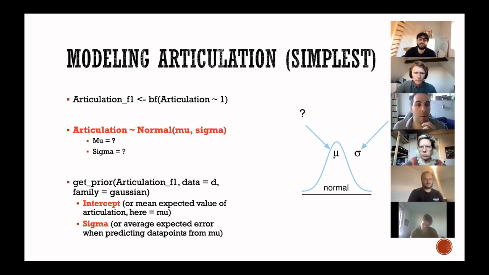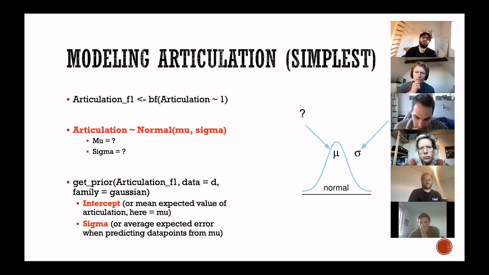So what we say, there's a very nice handy function called get_prior, where we say, okay, this is the formula articulation F1. This is the data we're going to feed it, d. And the family, that is the likelihood function, is a Gaussian function. And it spits out which are the priors that we need to set. And it tells us, you'll see it in the exercise, but basically that there are 2 priors we need to set. One is the intercept and the other is the sigma. The intercept is the mu, the sigma is the standard deviation, right?